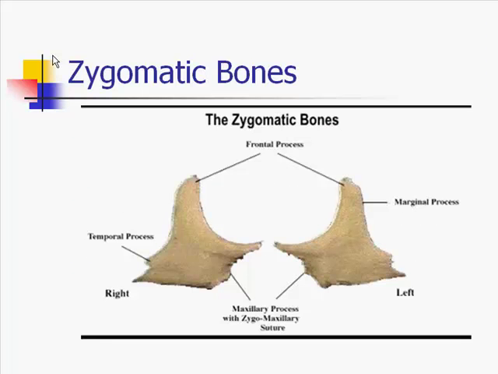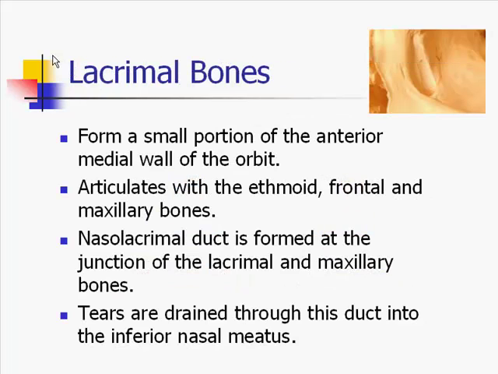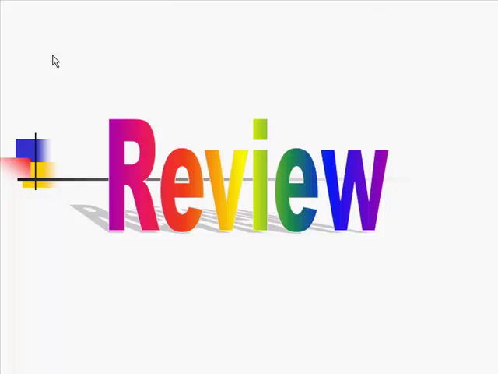Here's just another picture of the zygomatic bones. Lacrimal, think of lacrimal, think tears. This forms a small portion of the anterior medial, it's the most anterior medial bone of the orbit. Nasolacrimal duct is formed at the junction of the lacrimal and maxillary bones. Tears are drained through this duct into the inferior nasal meatus. Okay, that's it for your bones.